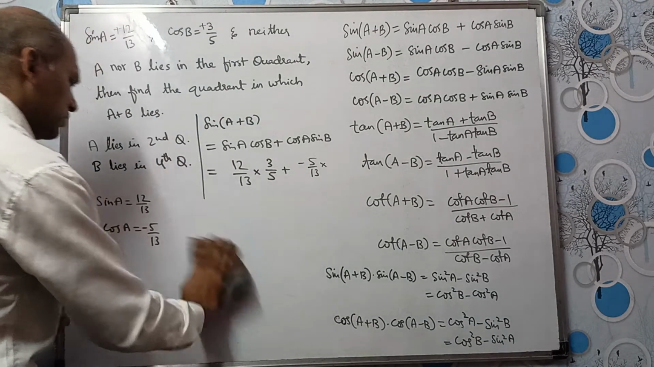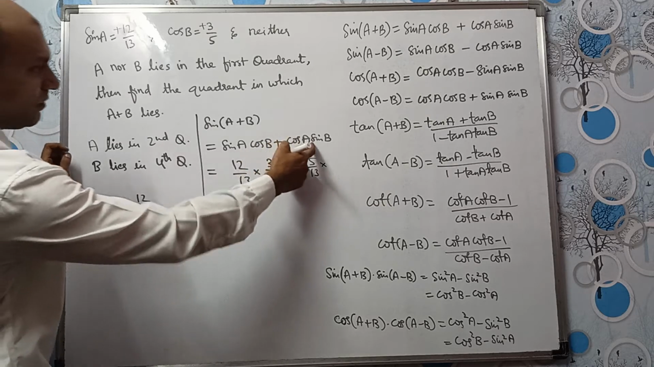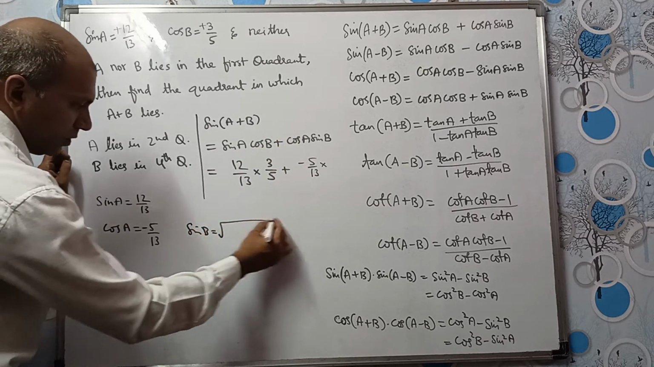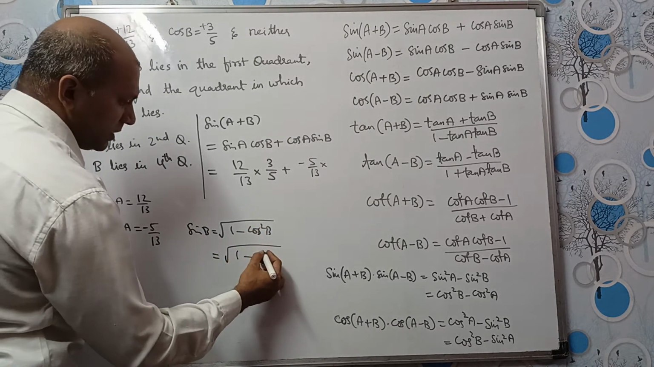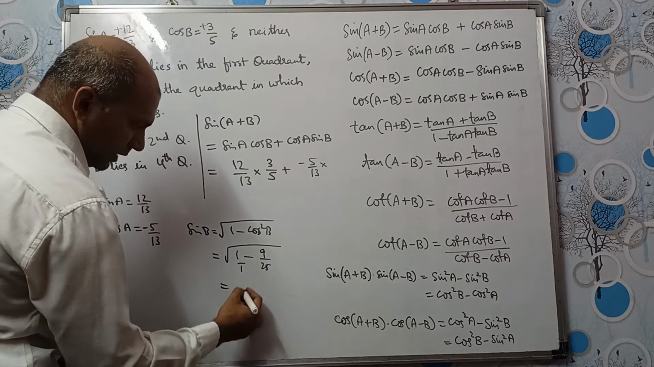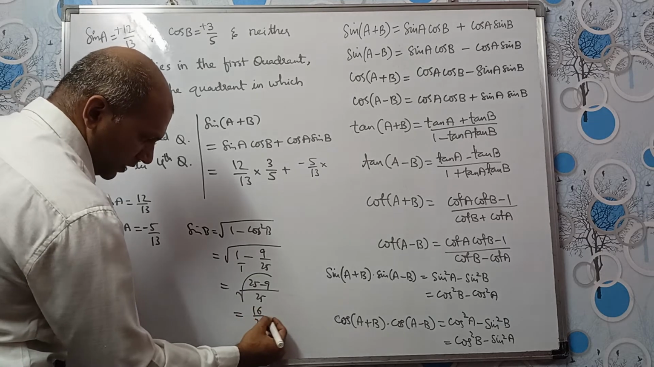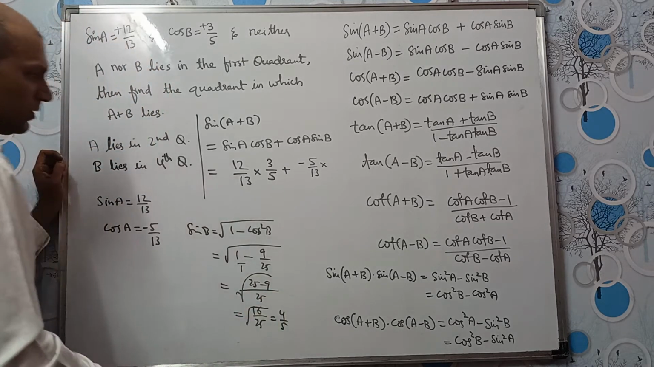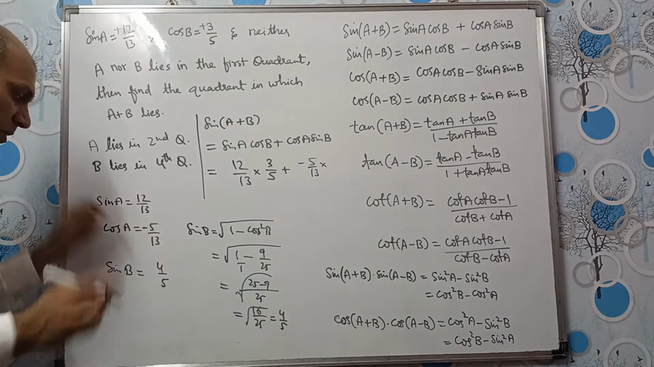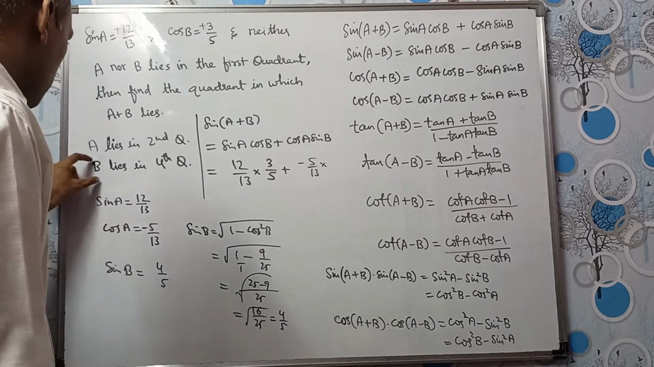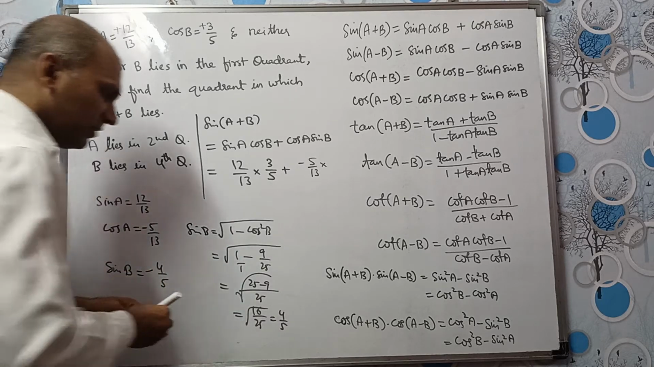Or you can use the identity like we found cos A and find out, right? What we are finding? We are finding sin B. So sin B will be equal to the square root of 1 minus cos square B. So 1 minus, this is how much? 9 by 25. So this will be 25 minus 9 by 25. So 25 minus 9, 16. Root of 16 by 25 is 4 by 5. Okay. So we have sin B is equal to 4 by 5. Will it be minus 4 by 5 or plus 4 by 5? See, B lies in the fourth quadrant, and in the fourth quadrant sine is negative. So this will be negative 4 by 5.